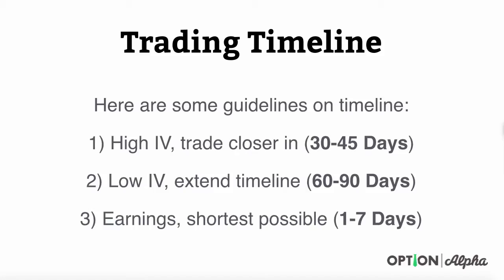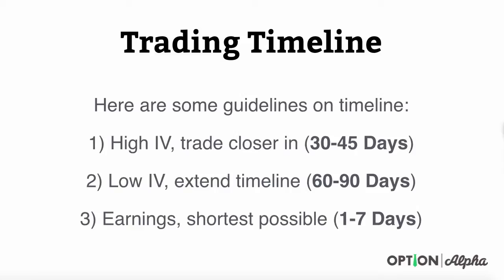Generally, when implied volatility is high, we like to trade closer in, because we find that high implied volatility makes option premiums very rich for options that are closer in. So we like to make trades about 30 to 45 days out, and ideally we'd like to be somewhere in that range. Anything closer than that, and maybe we'll consider how good the trade really is.